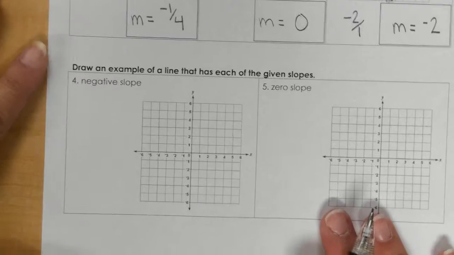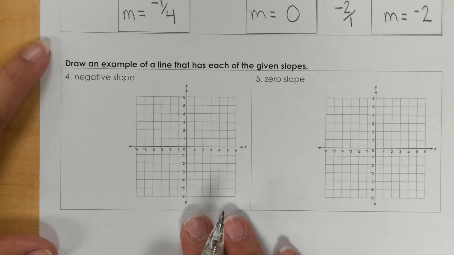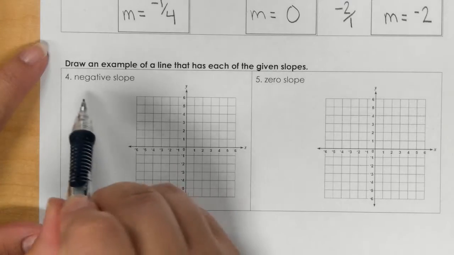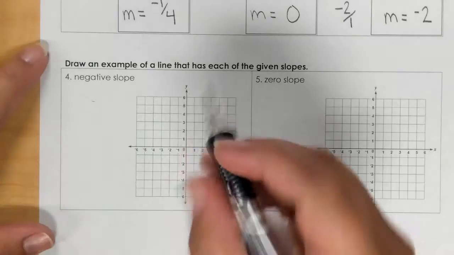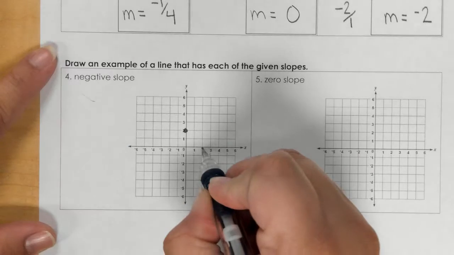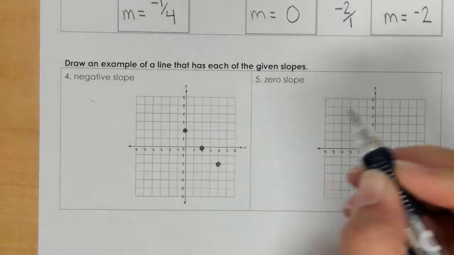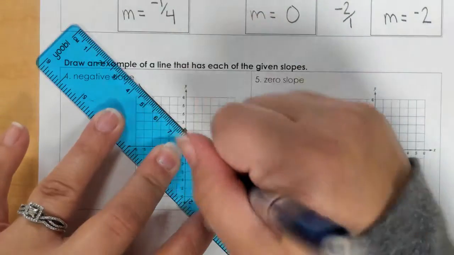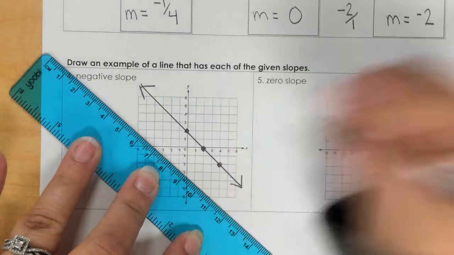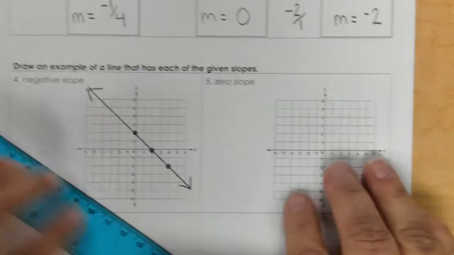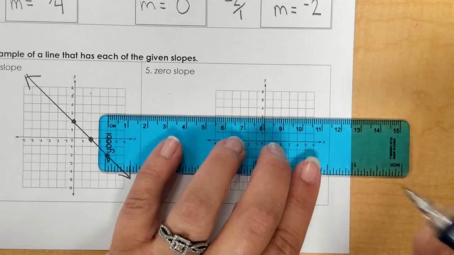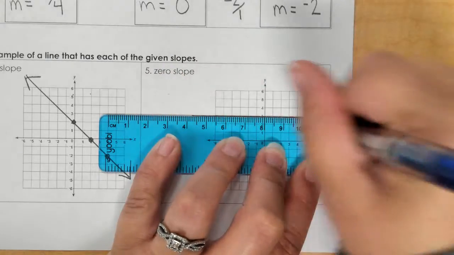Okay, for number 4, draw an example of a line that has each of the given slopes. So if you have a negative slope, your line has to fall. So I'm just going to pick some points, and I'm going to draw a line that is falling from left to right. For a 0 slope, that's when you go left to right. It's a horizontal line.